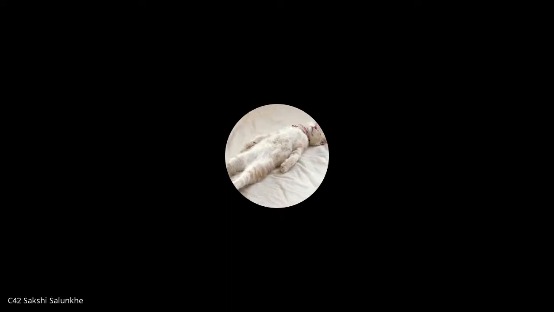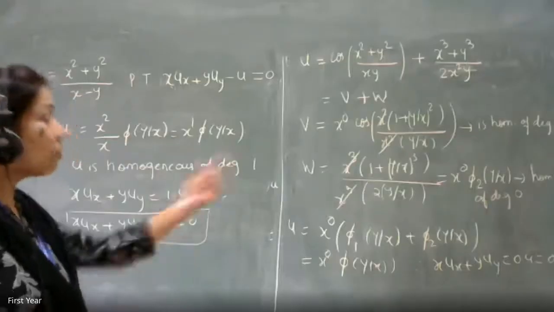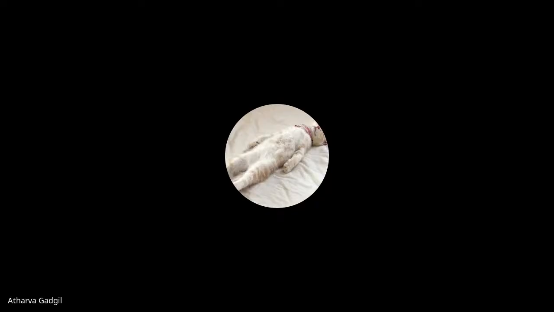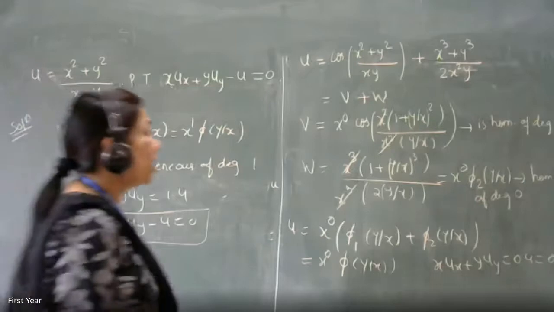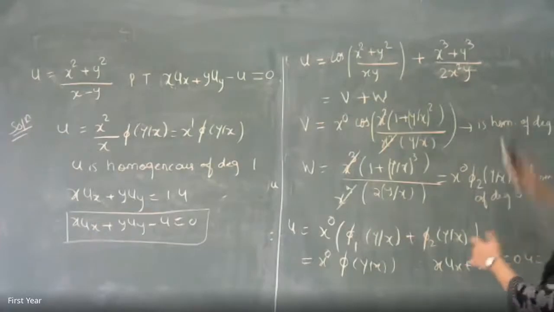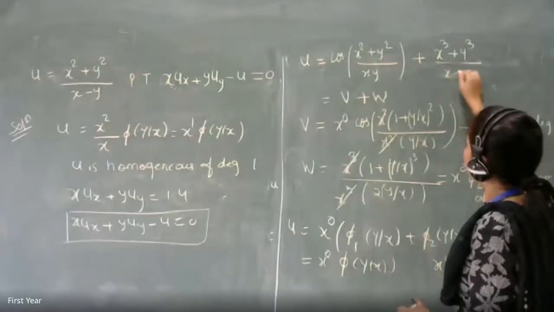Now you try to solve the question which I had given you: cos of (x square plus y square) upon xy, and the denominator is x minus y. Please explain the last case. Yeah, I'll explain.